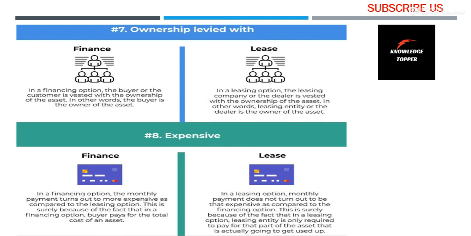And if we talk about our second last basis for comparison, which is which is more expensive. In financing option, the monthly payment turns out to be more expensive as compared to the leasing option, because this is surely the fact that in a financing option, the buyer pays for the total cost of an asset. And if we talk about from the perspective of lease, in a leasing option, monthly payment does not turn out to be that expensive as compared to the financing option, because in a leasing option, the leasing entity is only required to pay for that part of the asset that is actually going to get used up.